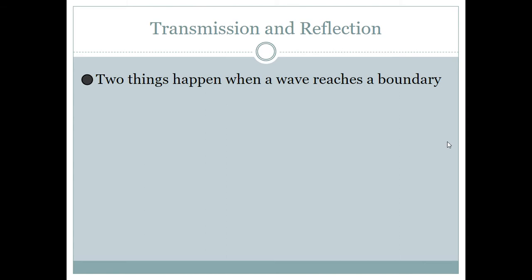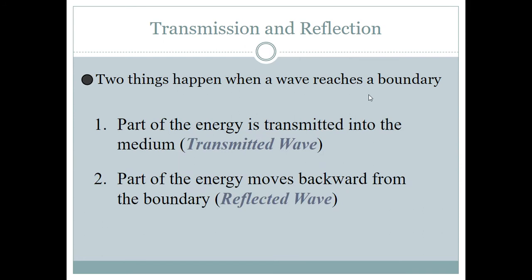Okay, so some consolidation notes here, and then we're going to have another video that will finish it all off. Two things happen when waves reach a boundary. Part of the energy is transmitted into the medium. We call that the transmitted wave. And part of the energy moves backward from the boundary, what we call a reflected wave. So there's always some of the energy that transmits and some that reflects. That always happens when a wave hits a boundary.